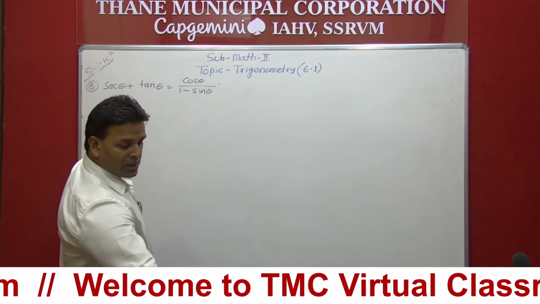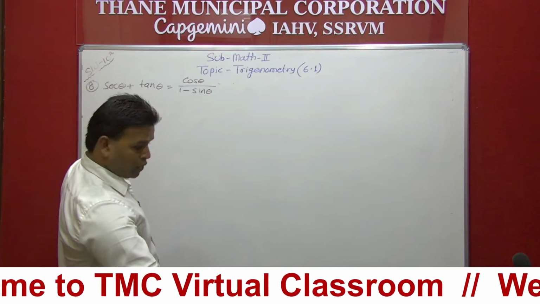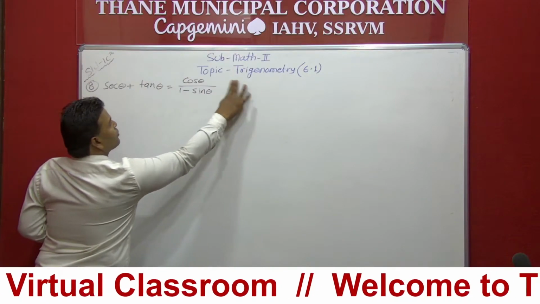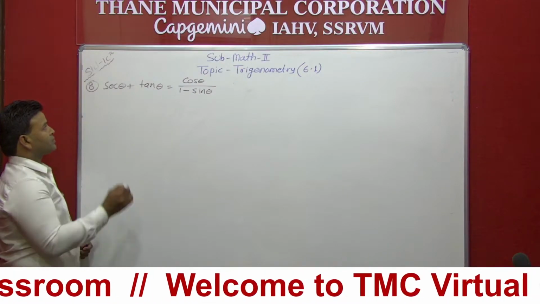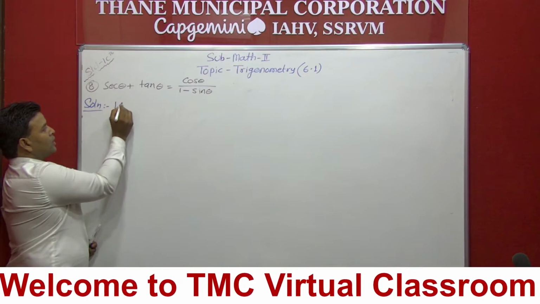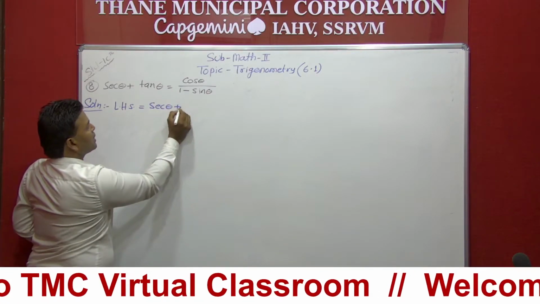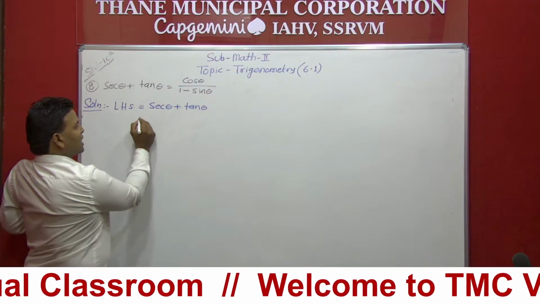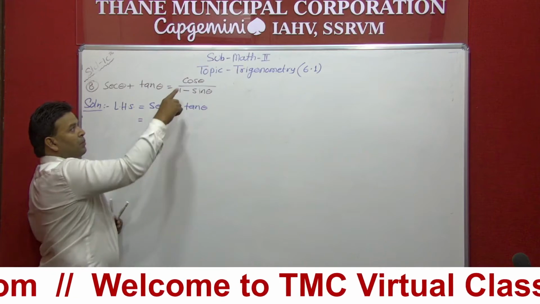Now the question is sec square theta plus tan square theta is equal to cos square theta upon 1 minus sin square theta. Okay, now the question is correct. Let's start with the proof. Now here in the question, the left hand side is LHS is equal to sec theta plus tan theta. Now this is our left hand side. And what are we supposed to find out? We are supposed to find out cos theta upon 1 minus sin theta.